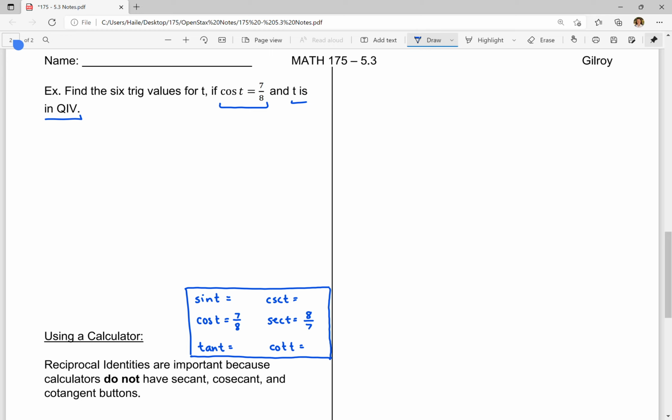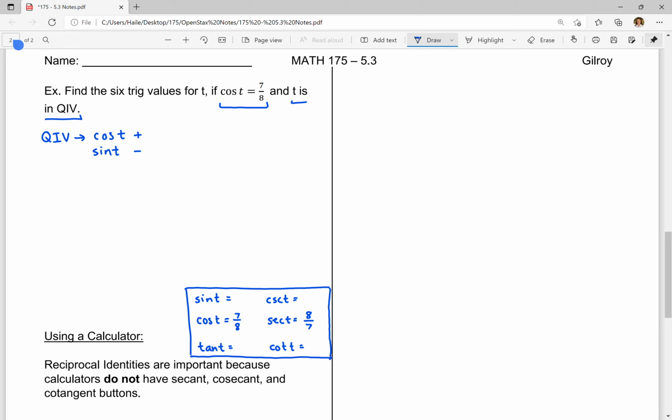Okay, so first of all, let's think about what the quadrant tells us. Quadrant 4 tells us that cosine of t is positive and sine of t is negative. We already knew that cosine of t was positive because we were given a positive number, but quadrant 4 also tells us that the y-coordinate should be negative. So when we find the sine of t, we need to pick the negative value.